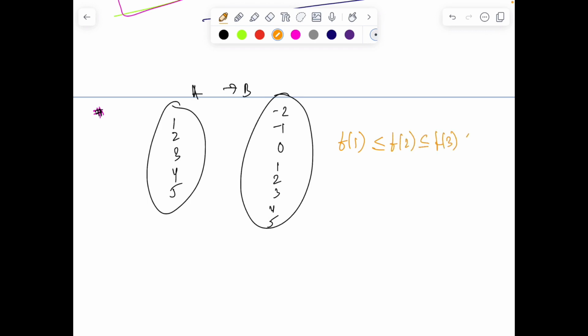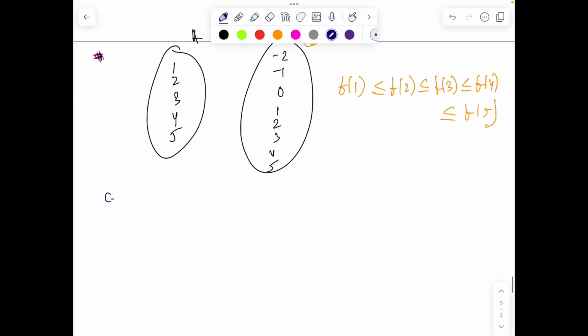So from the condition of the problem, we want f of 1 to be less than or equal to f of 2, less than or equal to f of 3, less than or equal to f of 4, and less than or equal to f of 5, where all these f1 to f5 belong to this set. Okay, so we'll break this into different cases. That is the simplest idea to start with.